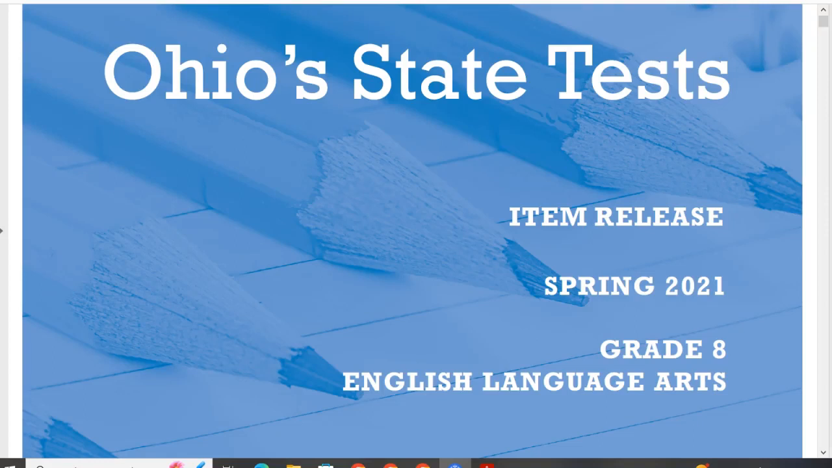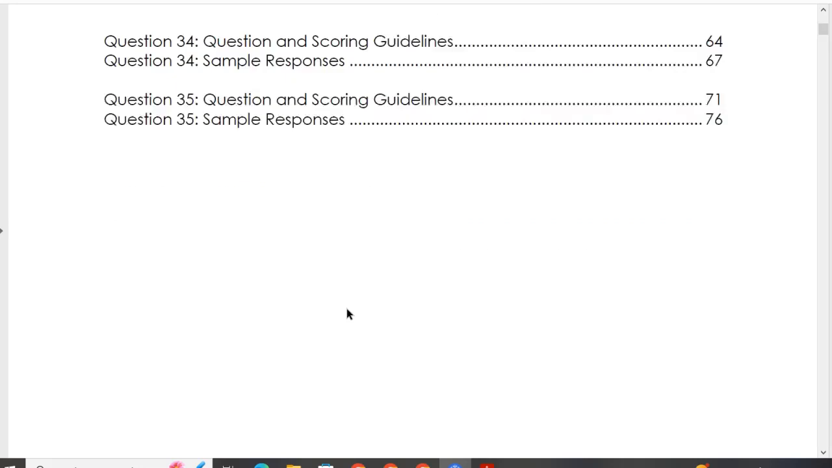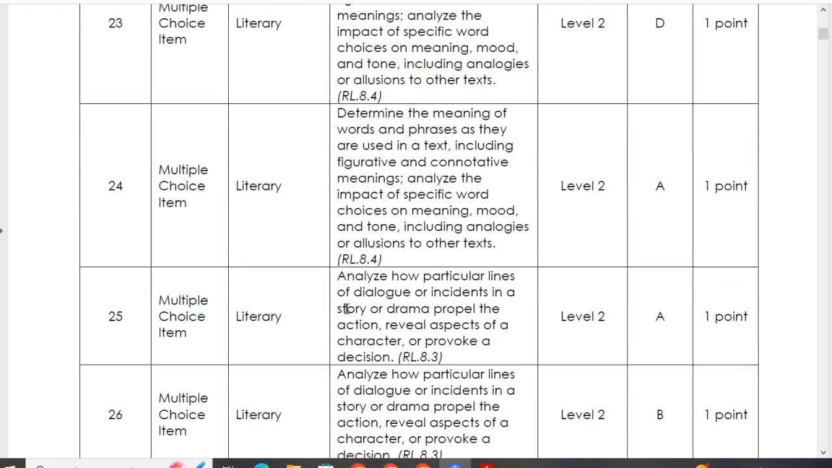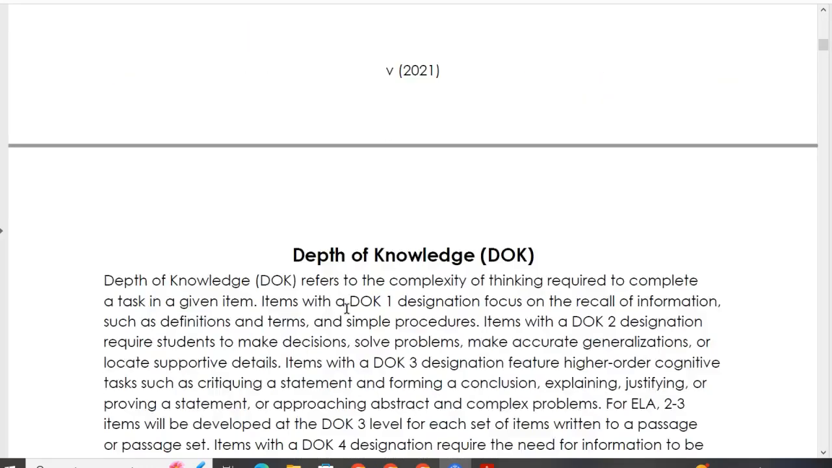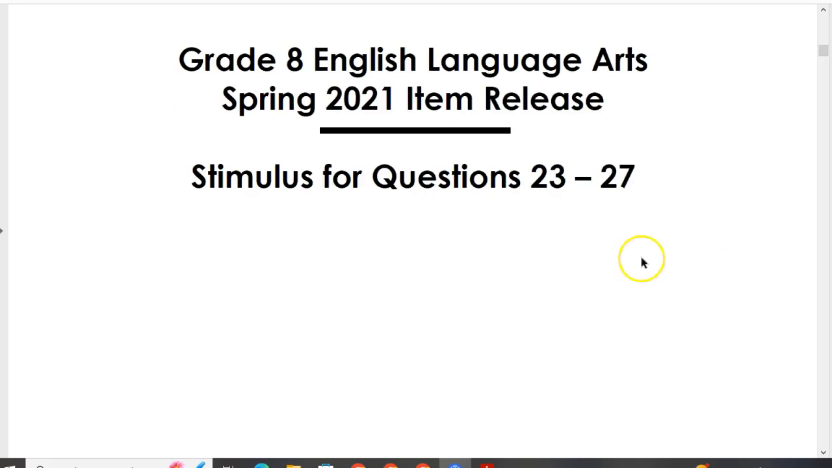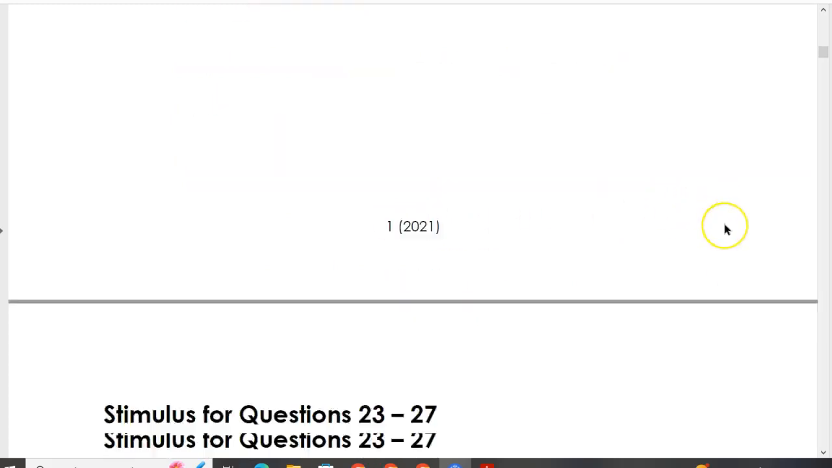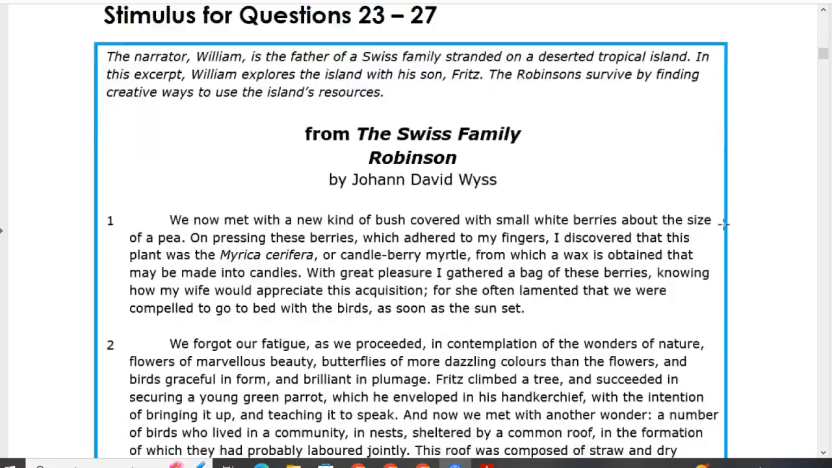Okay, today we're going to be reviewing the Spring 21 Ohio State test. So in this passage, or passages, I guess, let me scroll down to it. These are the whole answer keys, so we're going to scroll past that. All right, so we have stimulus for questions 23 to 27. You had to read The Swiss Family Robinson.